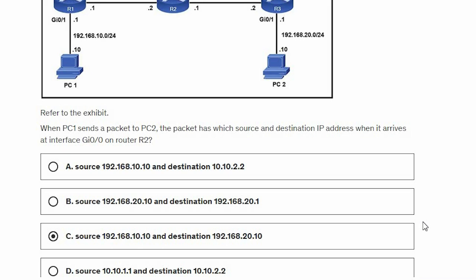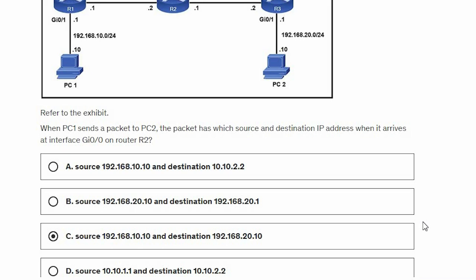Answer number 2. Explanation. The source IP address 192.168.20.10 is not the IP address of PC1, and the destination IP address 192.168.20.1 is not the IP address of PC2. This combination does not match the scenario described in this exhibit, where the packet arrives at interface Gi0/0/0 on router R2. It's a wrong answer also.